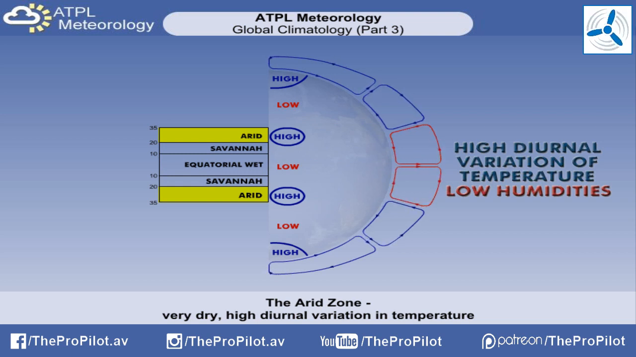This huge temperature reduction at night can create very strong nocturnal inversions or radiation inversions. These can be hazardous to aviation, frequently causing wind shear on the approach or departure from airfields within the arid zone.